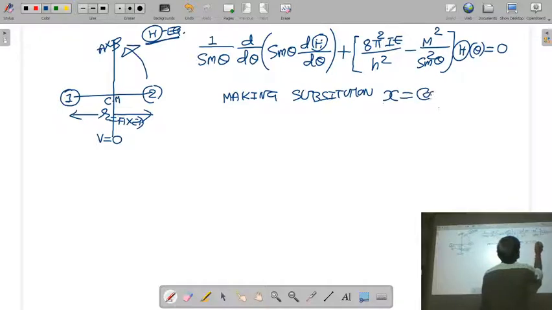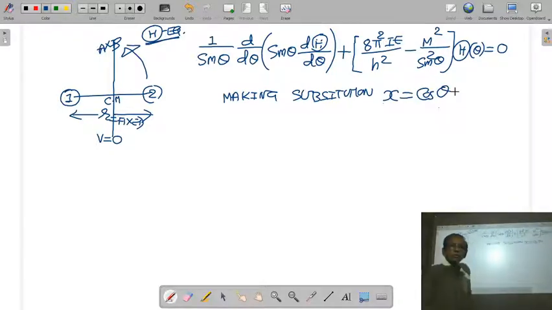X is equal to cos theta. In order to solve the theta equation, let us make the substitution x is equal to cos theta. Okay. This is not an easy equation. This equation can be solved by the series solution method, meaning its solution has a number of terms. And a series having a finite number of terms is called a polynomial.